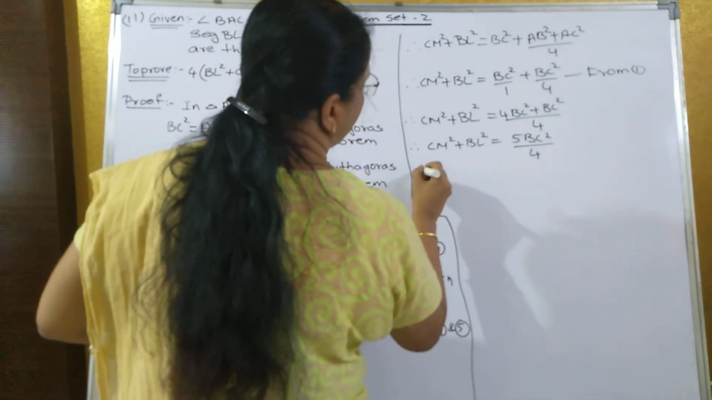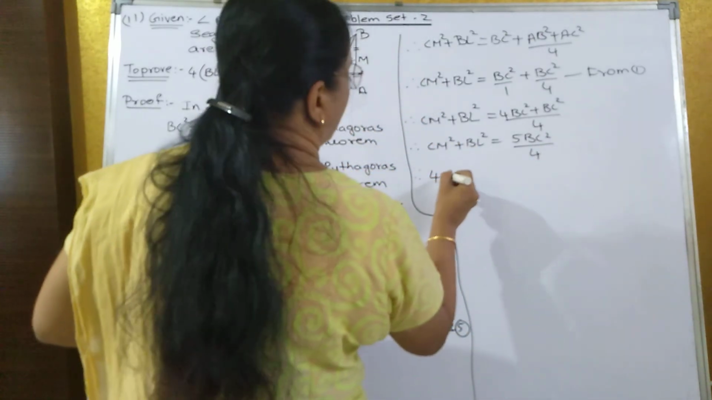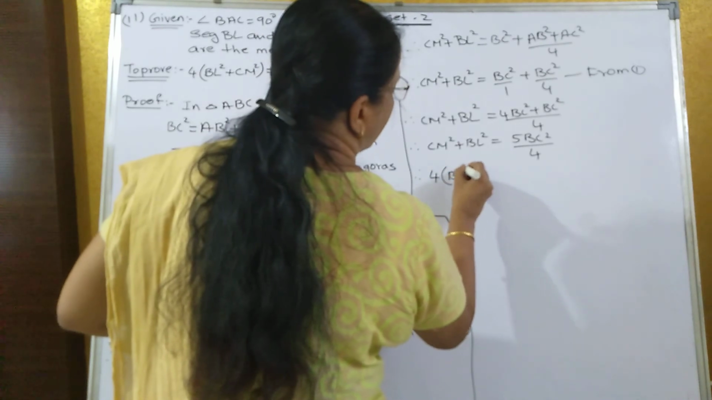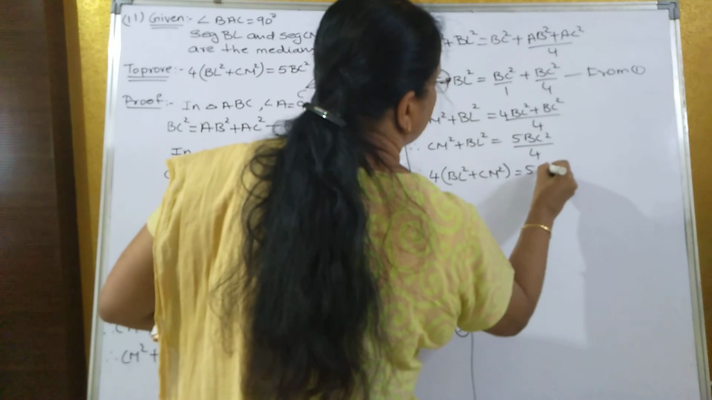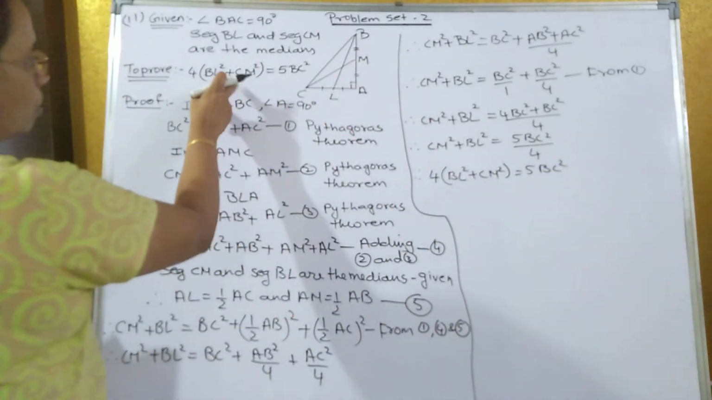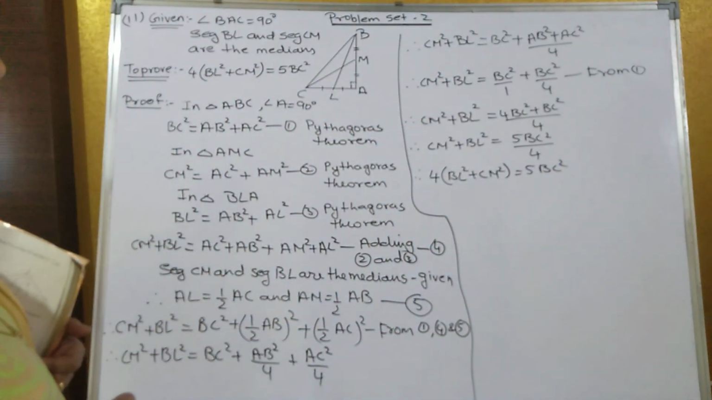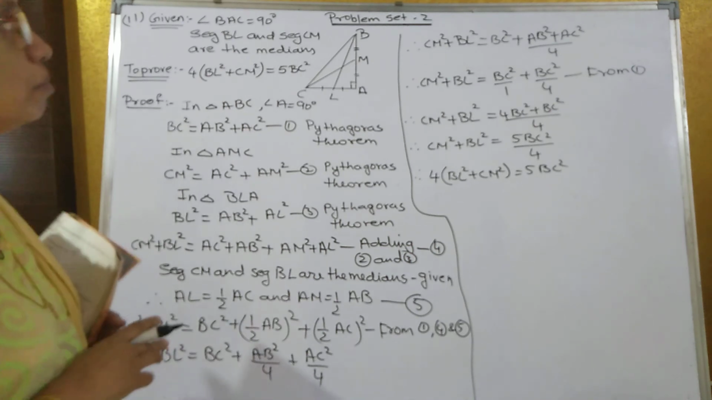Take the 4 on this side. What will you get? 4 into BL square plus CM square is equal to 5BC square. So that is what we had to prove: 4 into BL square plus CM square is equal to 5BC square.